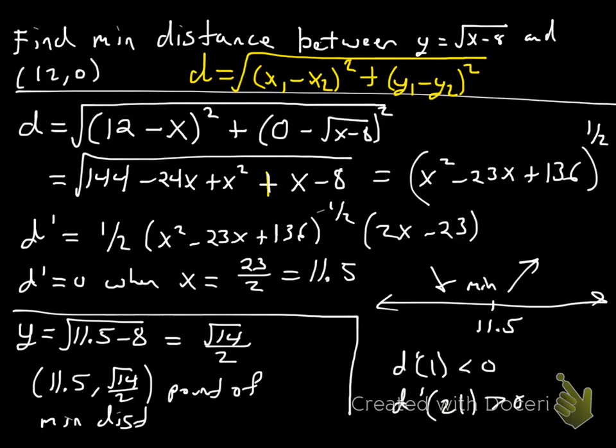If you actually want to find the minimum distance, you now have the 2 points, so you would have the 12, 0, and this 11.5, square root of 14 over 2, and you would use that to actually find what the minimum distance was.